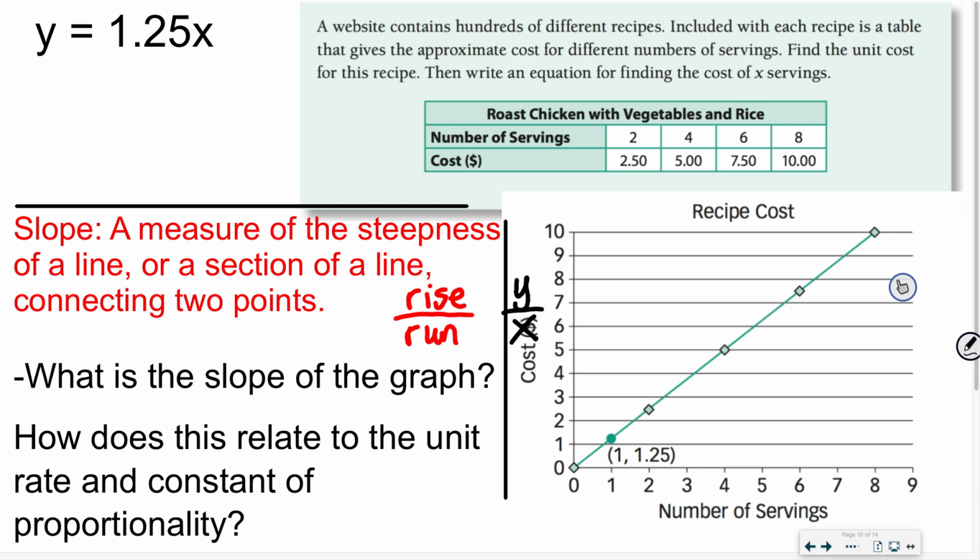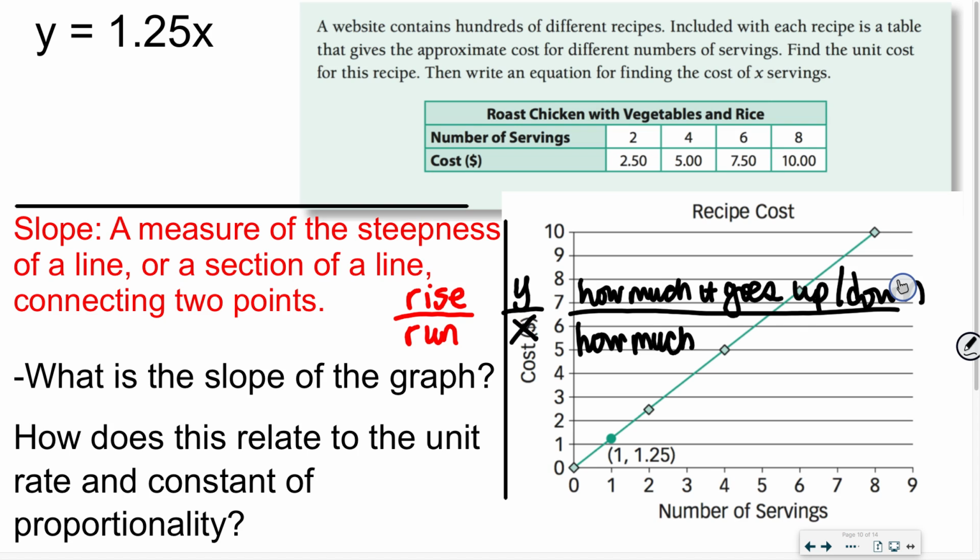So how would we find the rise? How much it goes up? How much it goes up or down? And then the run would be what? Well, the rise is up and down, so the run must be what? Oh, horizontal. How much it goes horizontally, how much it goes over. And it can be left or right, depending on the line.